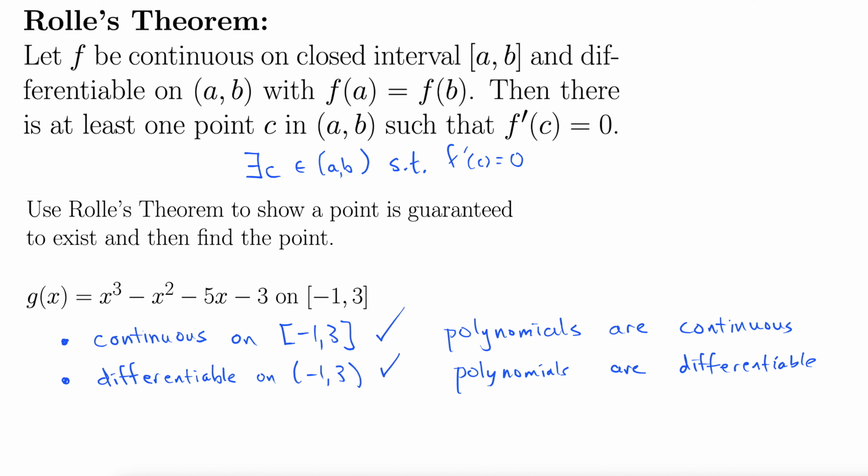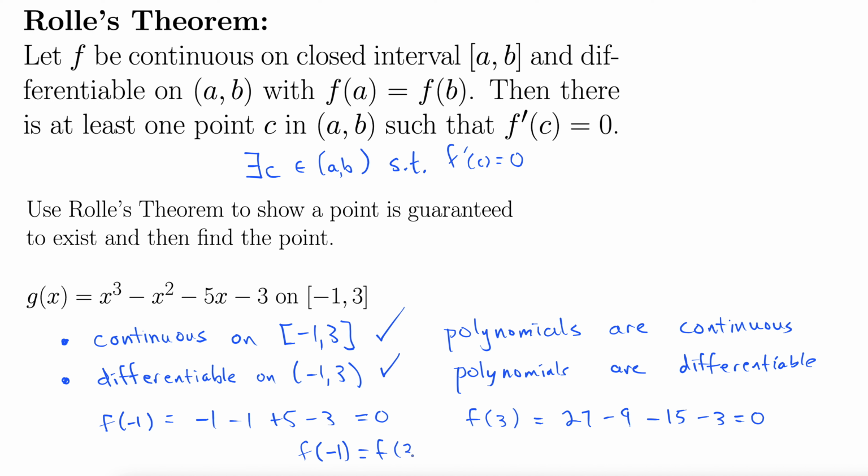Okay, let's check out the endpoints here. F of negative 1. Okay, so I'm getting negative 1 minus 1 plus 5 minus 3. That is 0. All right, and how about f of 3? Okay, so that gives us 27 minus 9 minus 15 minus 3, which is also 0. So great. That's what we needed to have happen. So we have f of negative 1 equals f of 3. So our endpoints are equal. So we've justified the if part of the theorem.